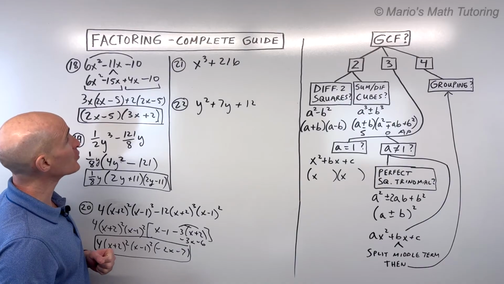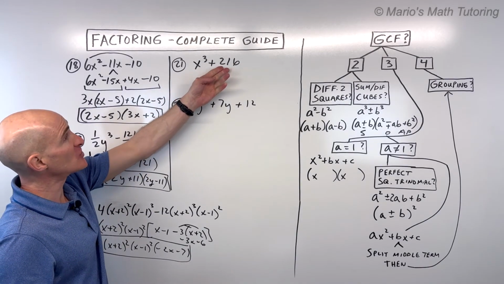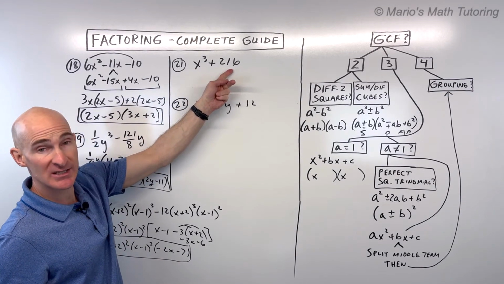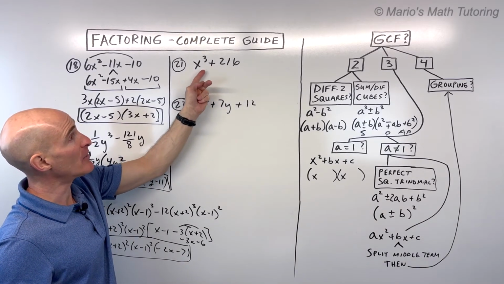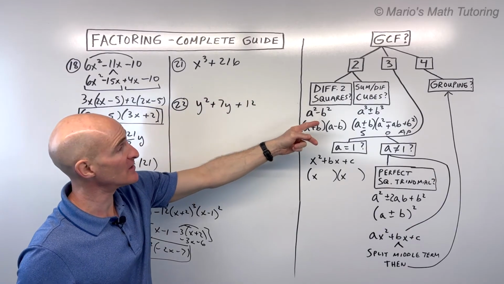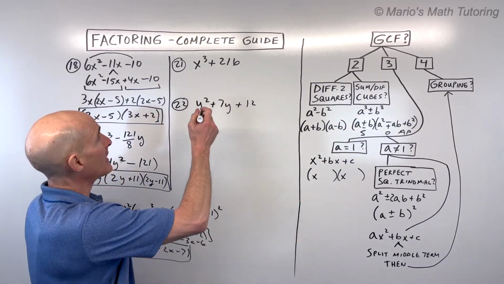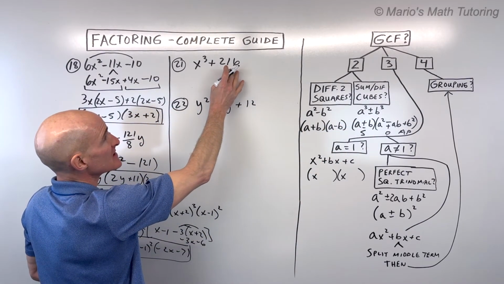Okay, let's look at number 21 now. We've got x cubed plus 216. There's not a greatest common factor. We've got two terms. Looks like it's a sum of two perfect cubes. So that's going to be this one right here. And I can see this is 6 times 6 times 6. That's 6 cubed.